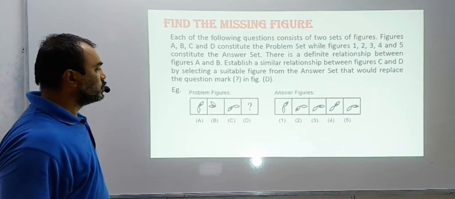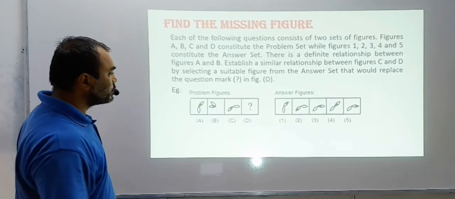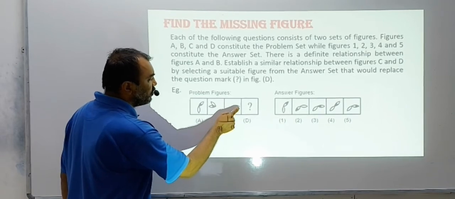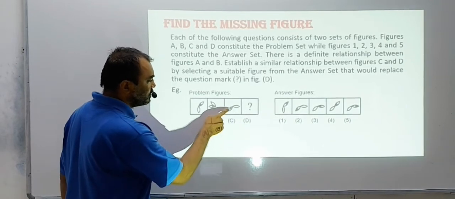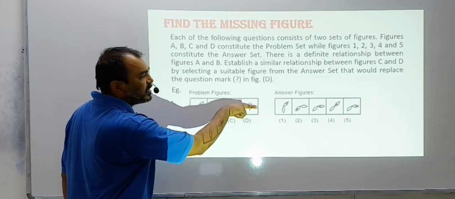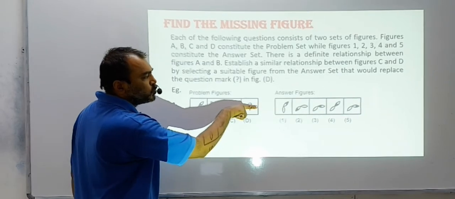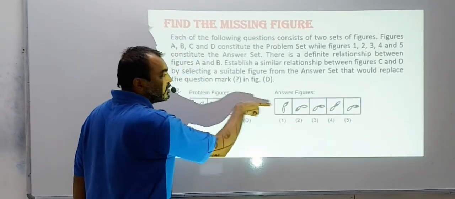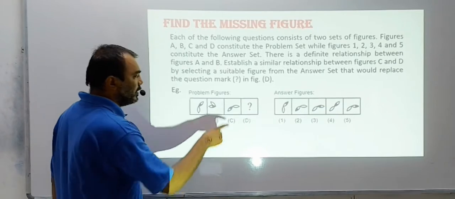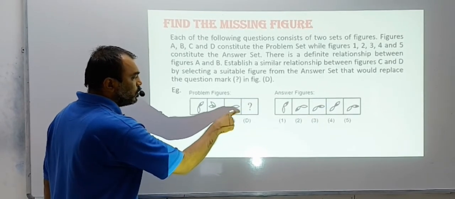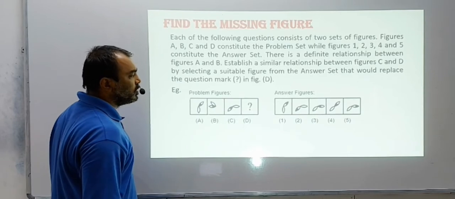So if we go by the same pattern, then here this black leaf should go 135 degrees. Yes, the black leaf should go 135 degrees anti-clockwise. So it comes in this direction. So we got two options, 3 and 5, showing the leaf in this direction, right? 3 and 5. And this white leaf has to go what? Clockwise by 135 degrees.